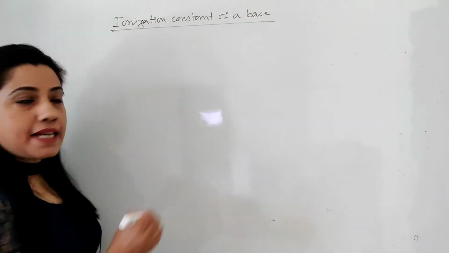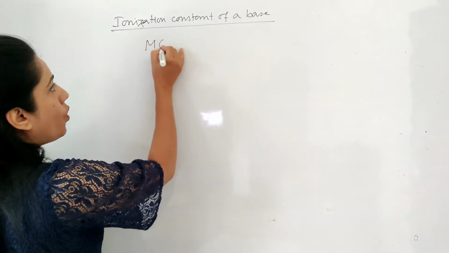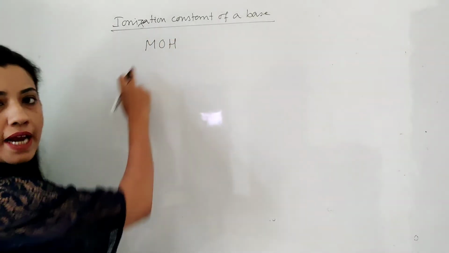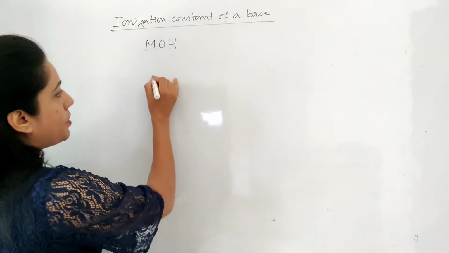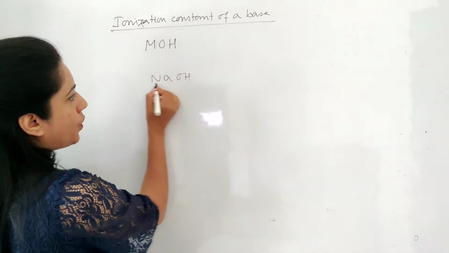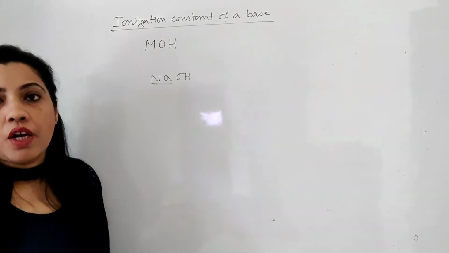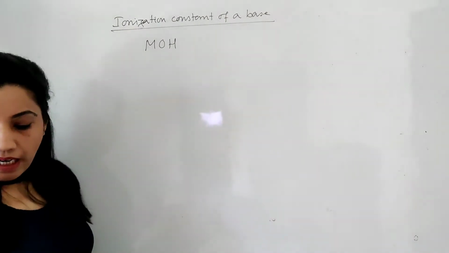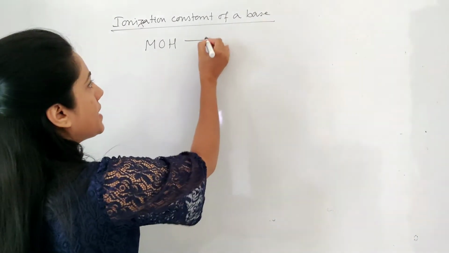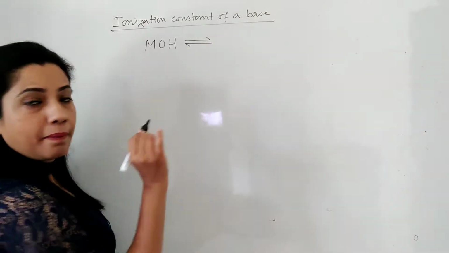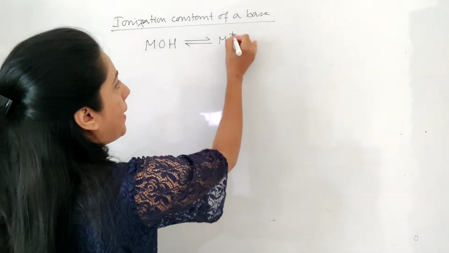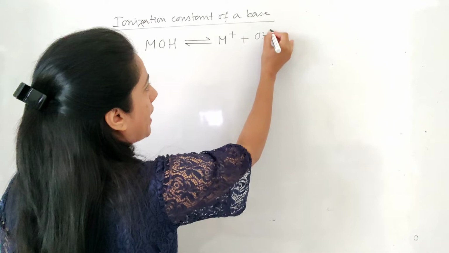We will write the base as MOH, where M stands for the metal. Suppose it is NaOH, so M stands for the metal and OH is the hydroxyl group, okay? So we'll write down the base like this. If the base dissociates, definitely it is a weak base. It will give you M plus and OH minus.